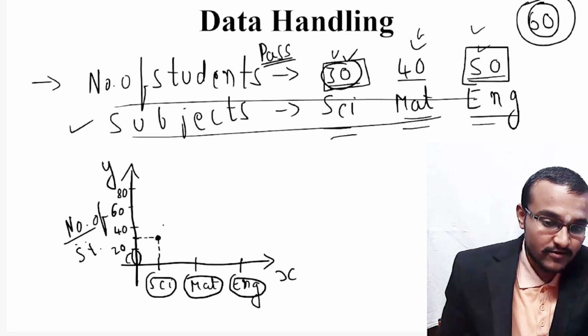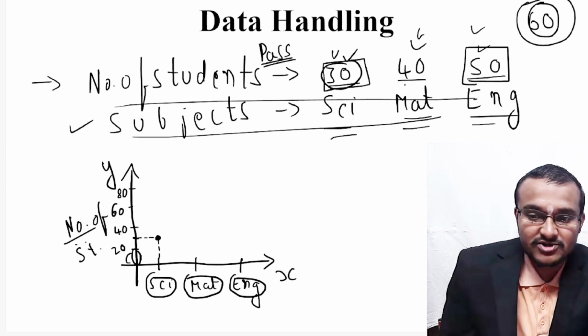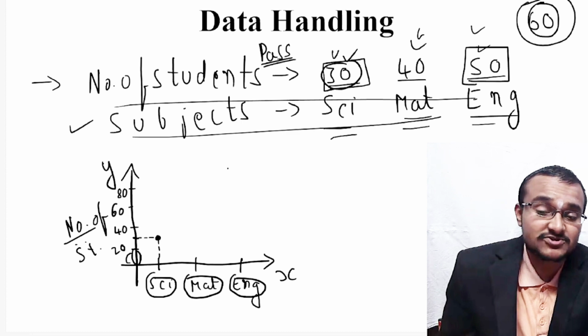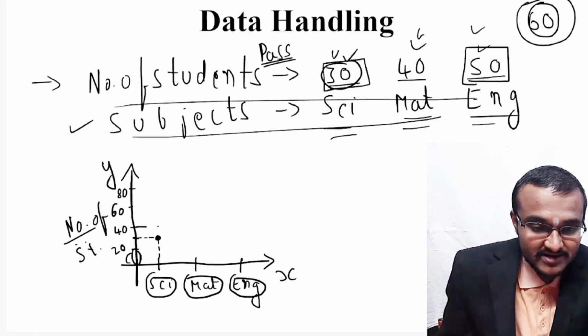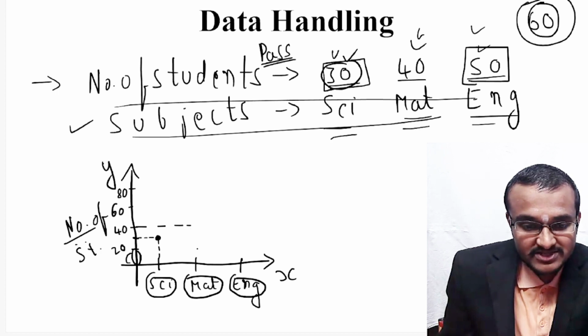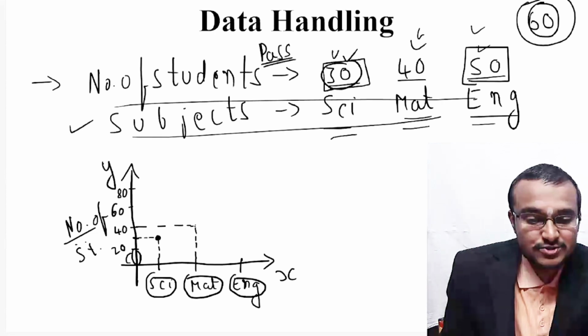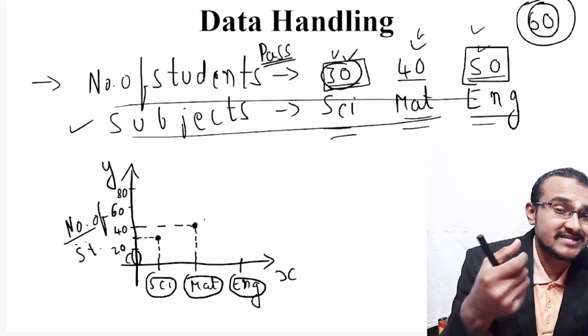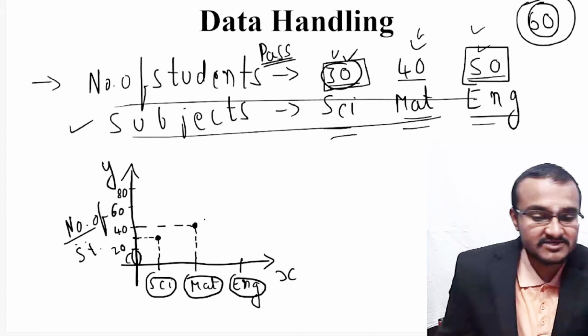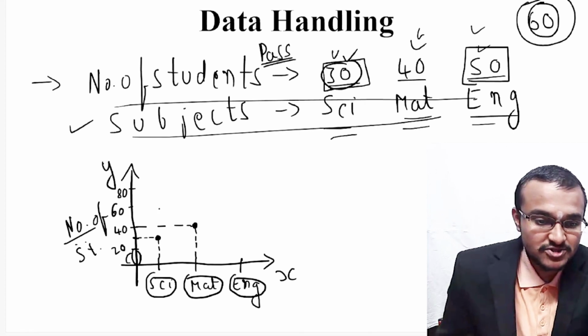Similarly, now you draw a perpendicular line from 40, because 40 students passed in mathematics. If you draw a perpendicular line from 40 and a perpendicular line from this mathematics which you have assigned on the x-axis, the meeting point of these two perpendicular lines will be the data point which explains how many students passed in mathematics subject. Similarly for English also you can take.